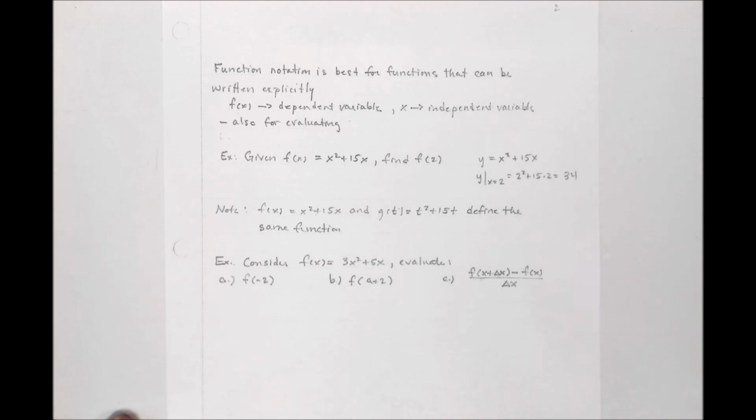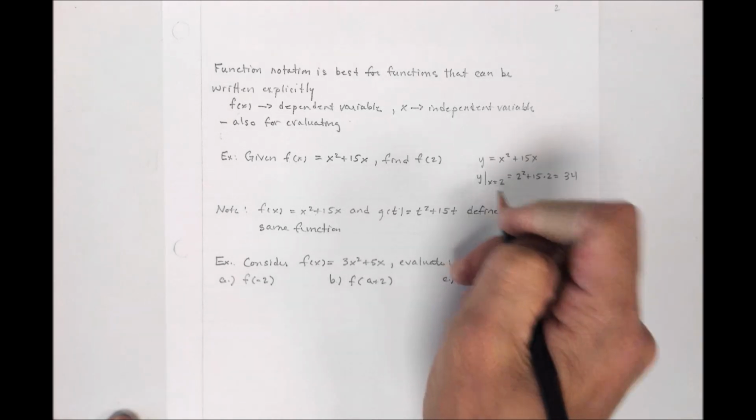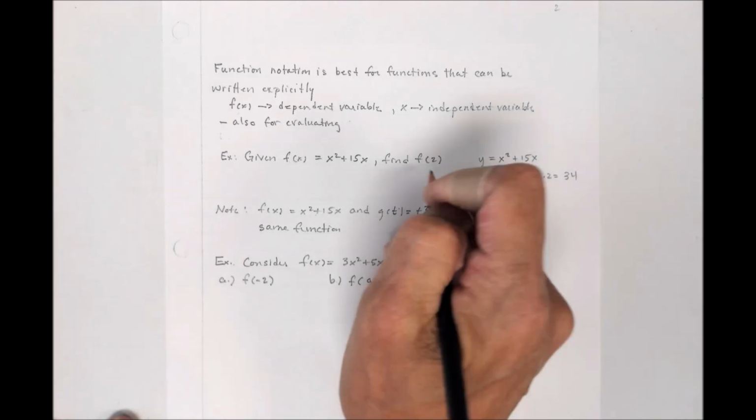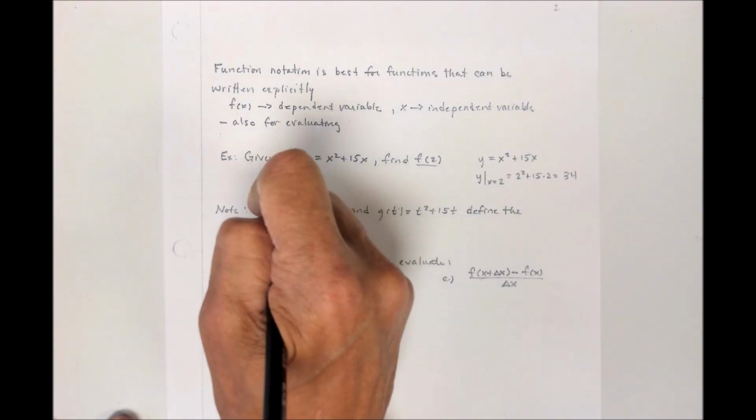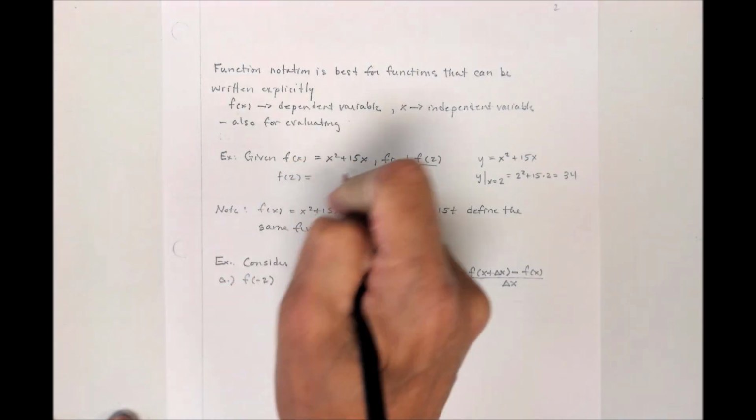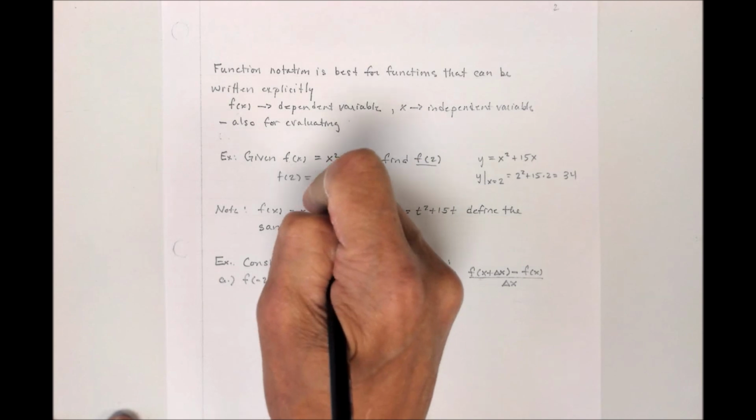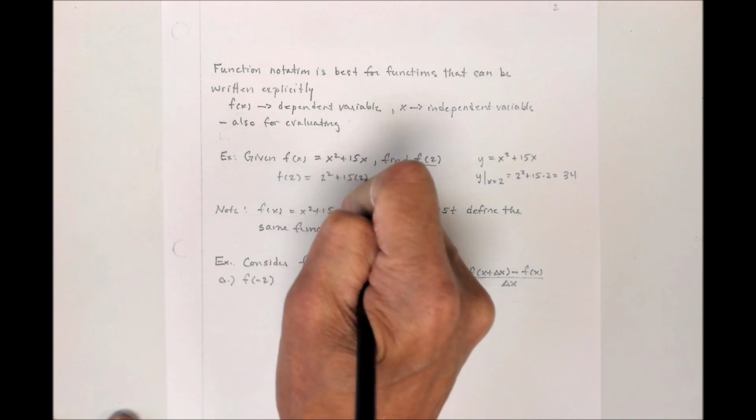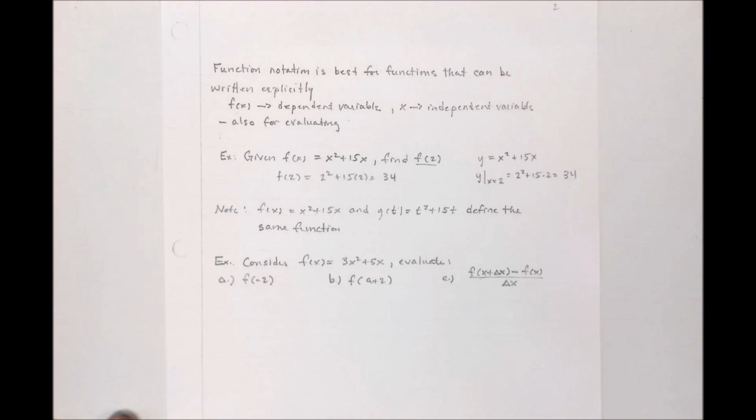Well, we don't need this weird looking notation here. There's nothing wrong with it. We just don't need it if we can use function notation. And right, f of 2 means you're substituting 2 in for the independent variable, 2 squared plus 15 times 2, and that turns out to be 34.